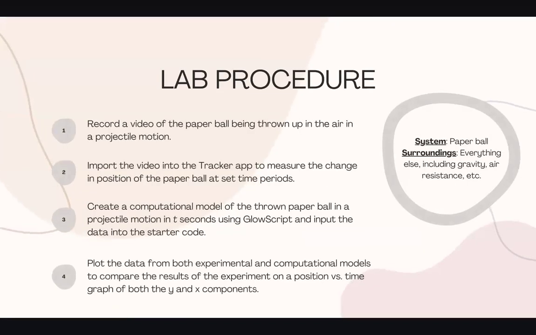This is the lab procedure for the experiment. First, record a video of the paper ball being thrown up in the air in projectile motion. Then import the video into the Tracker app to measure the change in position of the paper ball at set time periods. Then create a computational model of the thrown paper ball in projectile motion in t seconds using GlowScript and input the data into the starter code. Plot the data from both experimental and computational models to compare the results on a position versus time graph for both the y and x components. The system was the paper ball and the surroundings were everything else, including gravity and air resistance.